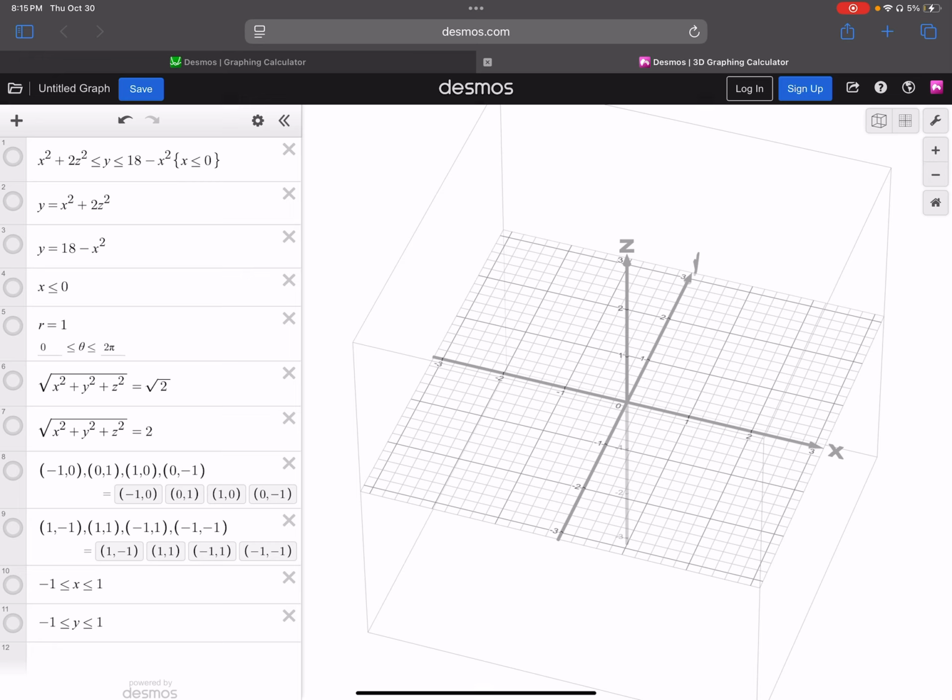So the first region we're going to be graphing is the solid region. That is x squared plus 2z squared, and that's the lower bound. And then the upper bound is 18 minus x squared. And then there's also a bound where x has to be less than 0.